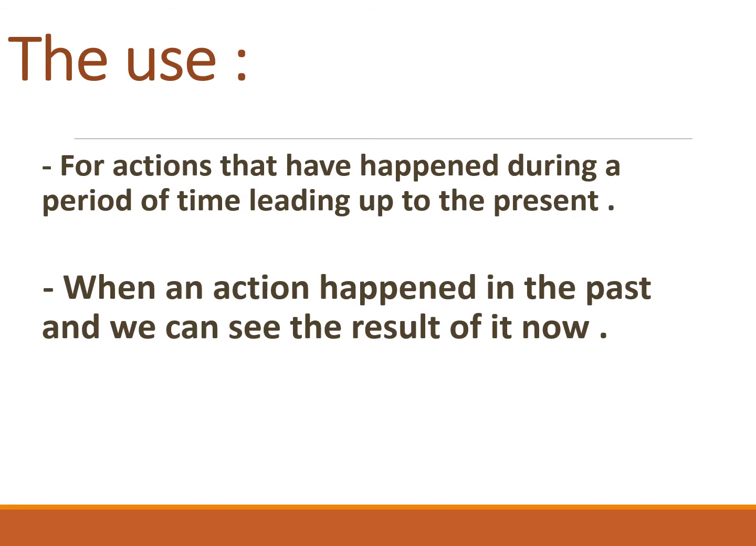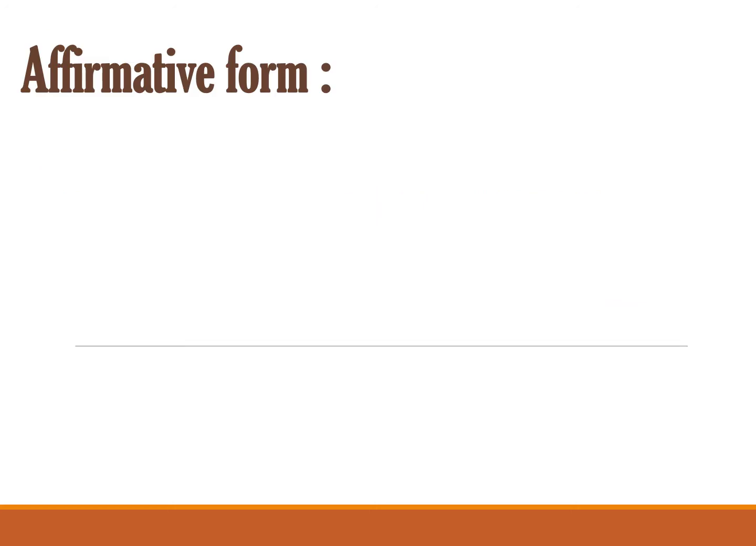Let's start with the use of present perfect. We use present perfect if we want to talk about the actions that have happened during a period of time leading up to the present, or when an action happened in the past and we can see the result of it now. Let's start with the first form of the present perfect. This is the positive form.